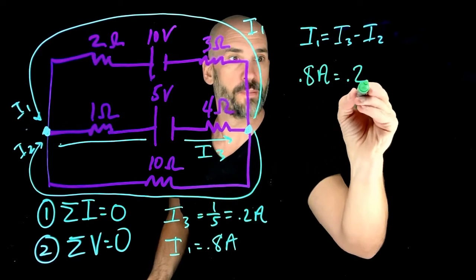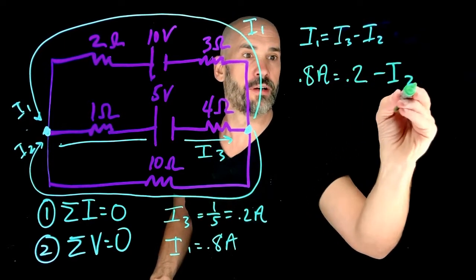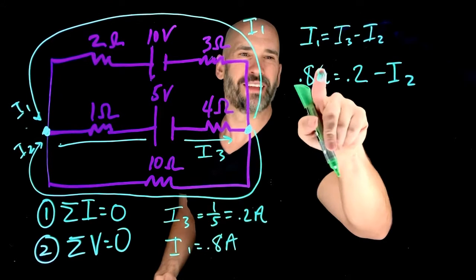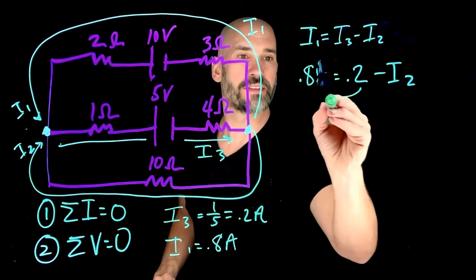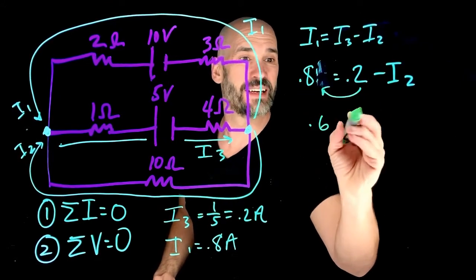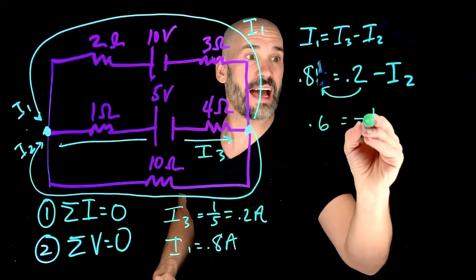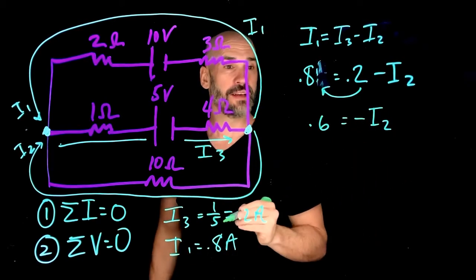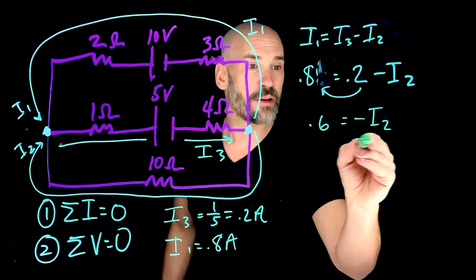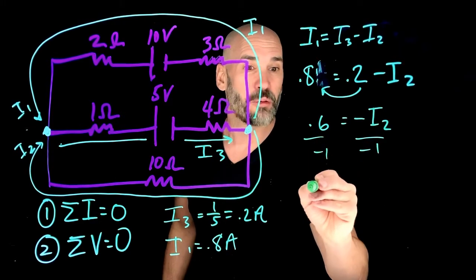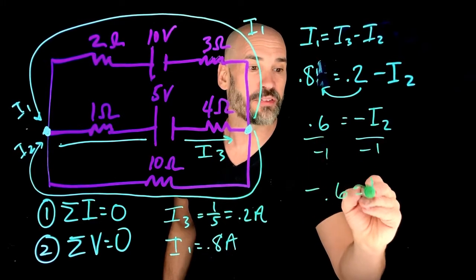All right, so we have that I1 is 0.8, I3 is 0.2 minus I2. I'm going to take that amp out. I'm going to subtract this to the other side. So this is 0.6 equals negative I2. Now, that negative sign would get divided by negative 1 on both sides. We get negative 0.6 equals I2.